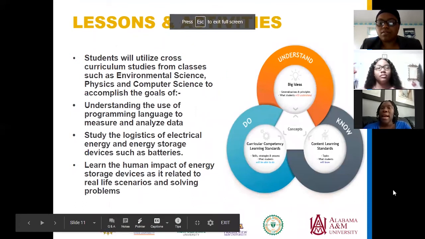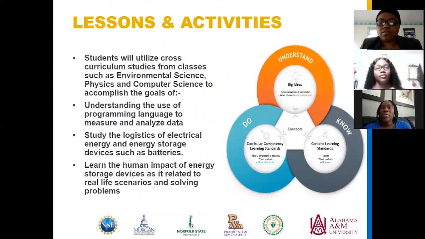The lessons and activities that we will be sharing with our high school students is where we will be utilizing cross-curriculum studies from classes such as environmental science, physics, and computer science to accomplish the goals of understanding the use of programming language to measure and analyze data, study the logistics of electrical energy and energy storage devices such as batteries, and learn the human impact of energy storage devices as it relates to real-life scenarios and solving problems.